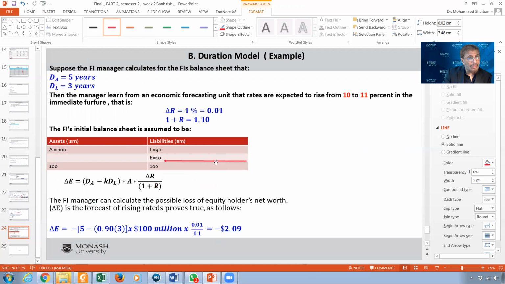If I take these numbers, the balance sheet, the duration of asset is 5 coming from here, minus the leverage, which is 90 over 100, times 3, which is the duration of the liabilities, times 100, which is the total assets, times the change in interest over 1 plus the change of interest, 1.1. So the drop is actually 2.9. The drop is 2.9 in my equity. This is the drop of my equity.